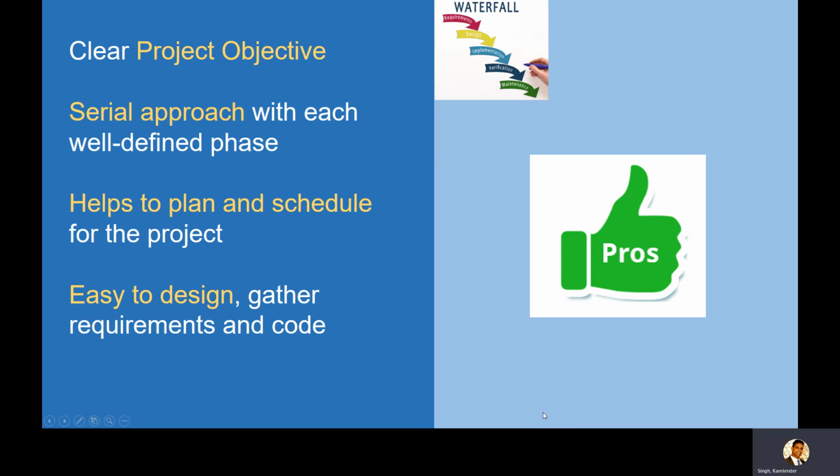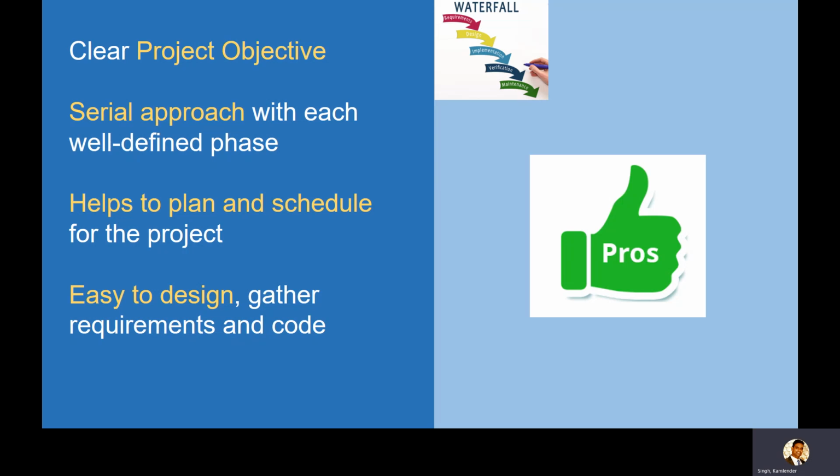It also helps the project management team because they know upfront the clear definition of the requirements. They can plan better, they can schedule better. You would have seen Microsoft Project plans, which are made even if the project is for 3 years, because the upfront planning helps the PMO office to plan and schedule for the project. Easy to design, gather requirements and code.